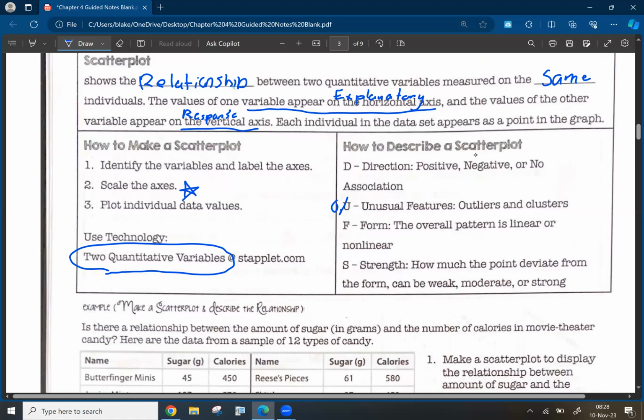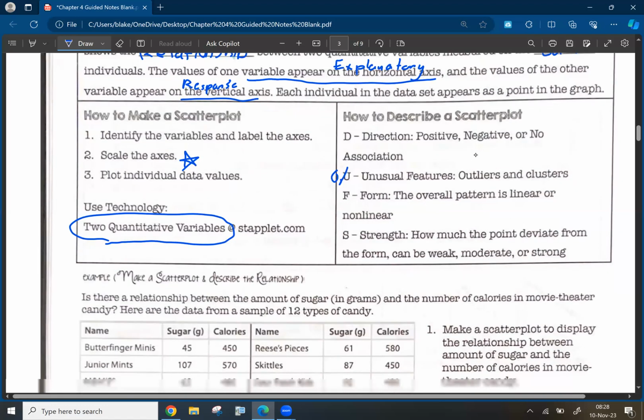And then S is for strength, how much the points deviate from the others, essentially. It can be weak, moderate, or strong. So if there's very little deviation from one point to the next, it's very strong. But if the points are pretty scattered about, that would be pretty weak. And then moderate, somewhere in between.